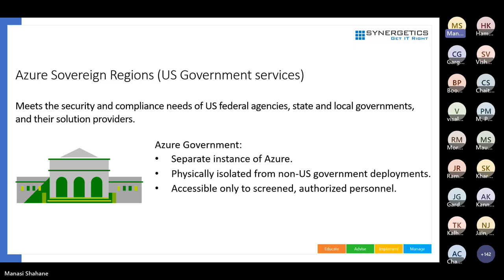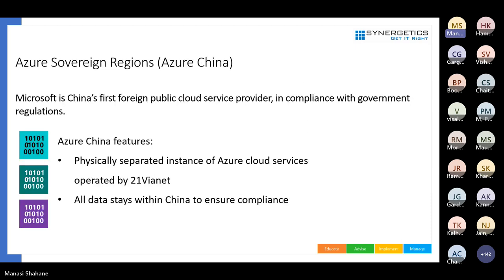Let's say you are part of a US federal agency. You will not be using the regions that are available to the public. You will have separate regions, physically separated from those public regions, where you will deploy your own service, because you are part of the US government. Azure has given it a separate name altogether, called Azure Government. Then for China, they have a separate service.